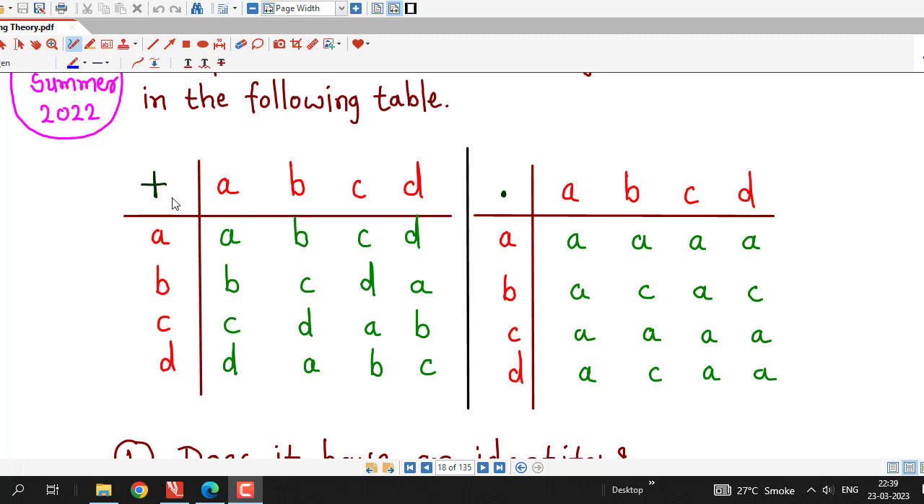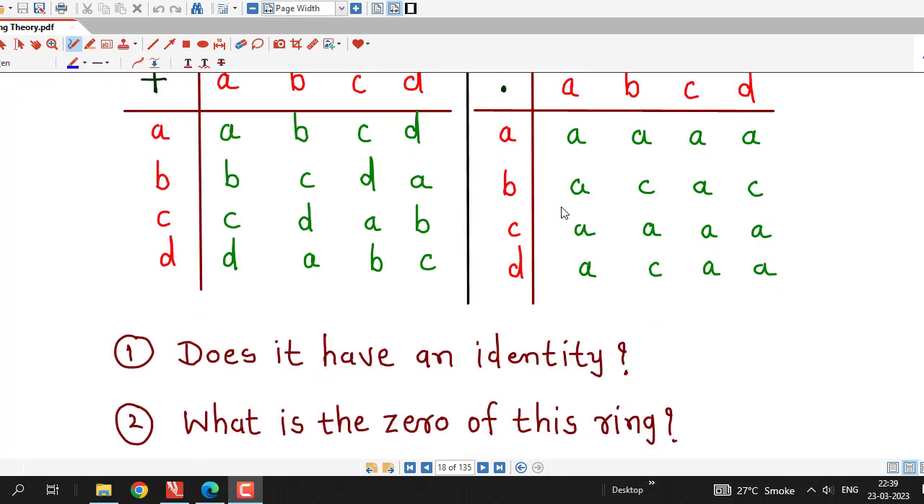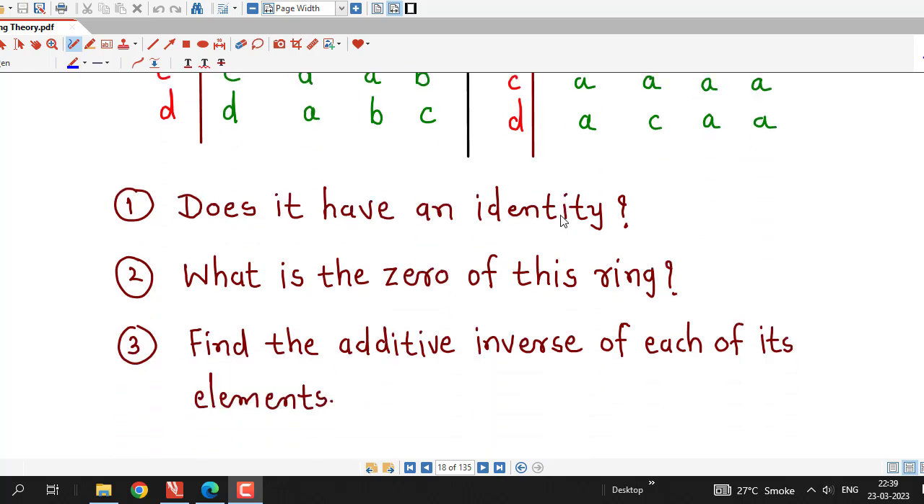So here we are given this composition table for both the operations. This is for addition operation, this is for multiplication operation. And using this table, we have to answer these three questions. Does it have an identity, that is, whether given ring has an identity or not? What is the zero of this ring? Zero means additive identity of the ring. And third one is find the additive inverse of each of its elements.